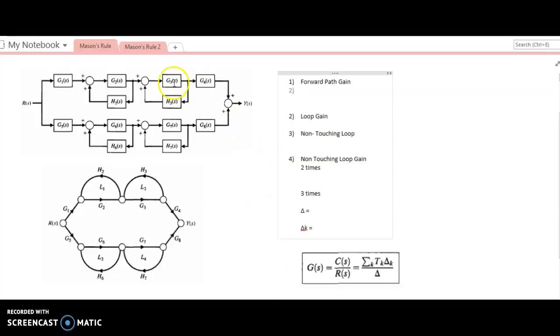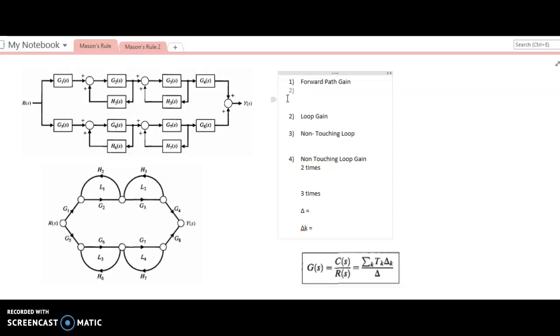So first, convert the block diagram to a signal flow. You can see here you have G2H2 as one loop, G3H3 as one loop, G7H7 as one loop, and G6 and H6 as another loop. You can see this one is positive, so no need for a negative sign. After you convert the block diagram to a signal flow, you need to find a few terms that we learned earlier.